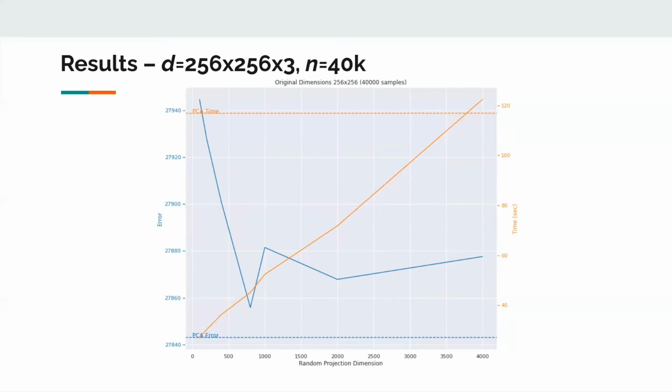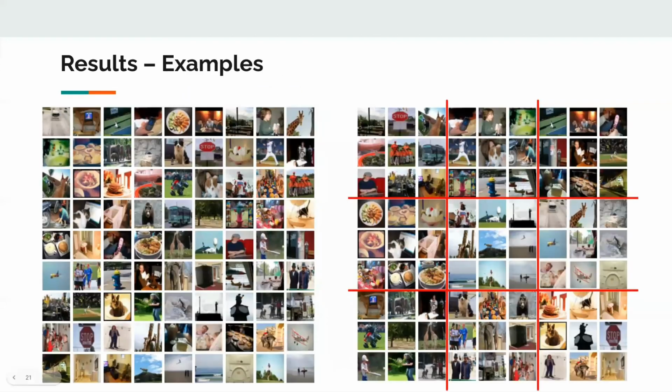Now I would like to show some clusters. On the left, you can see some images from the POCA dataset. We picked 9 images from different clusters and shuffled them. On the right, you can see the images belonging to the same clusters in 3 by 3 grids. You can see that similar colored images are clustered together.